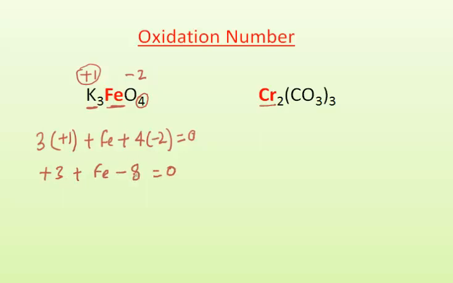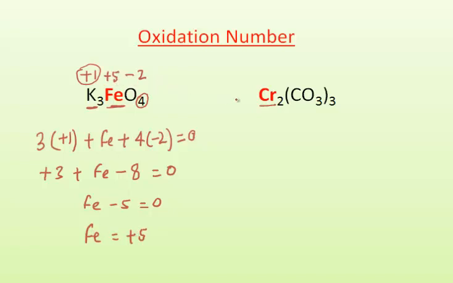+3 -8 is equal to -5. We have Fe -5 is equal to 0. We can transfer -5 to the right side, we get Fe is equal to +5. Well, the oxidation number of Fe atom in this compound is +5.